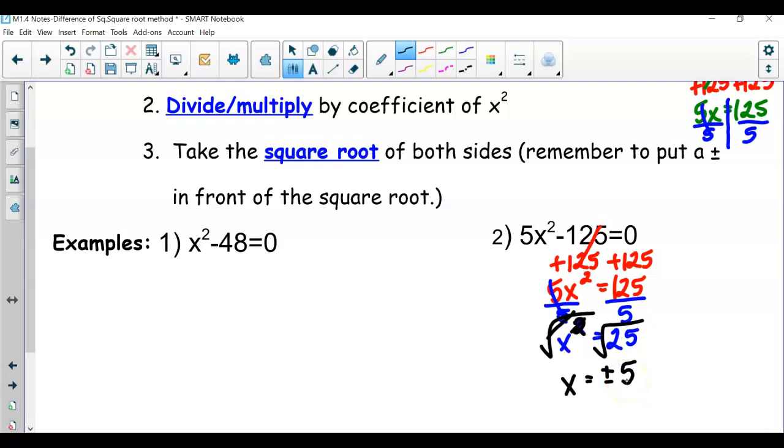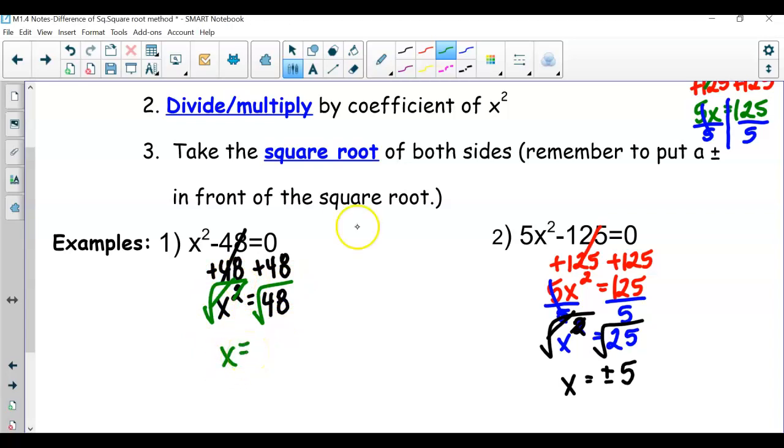So now let's go back to example 1. Again, what are you going to do first? I'm going to add 48 to both sides of my equation to get x by itself. And here I've got x squared is equal to 48. Now it's not being multiplied by anything. So what are we going to do last? Take the square root. Now notice how the square root of 48 is not a perfect square.